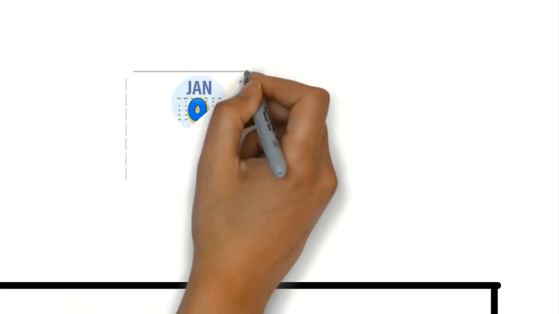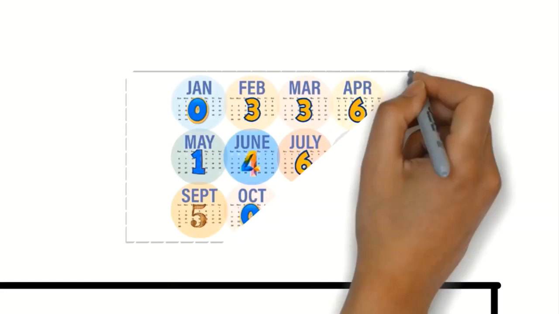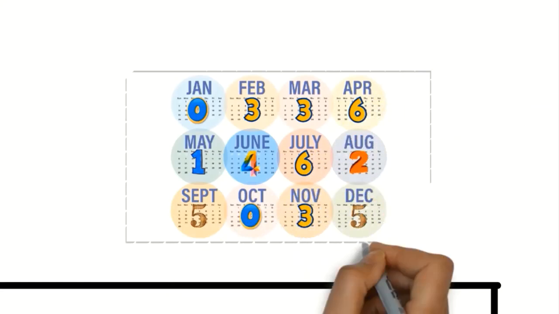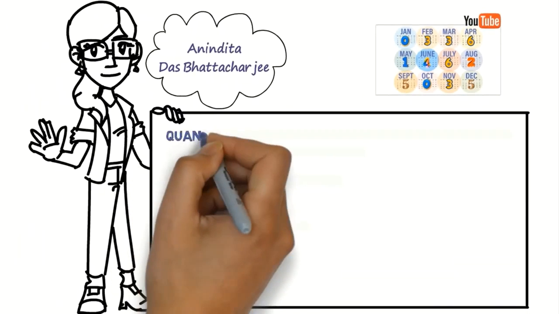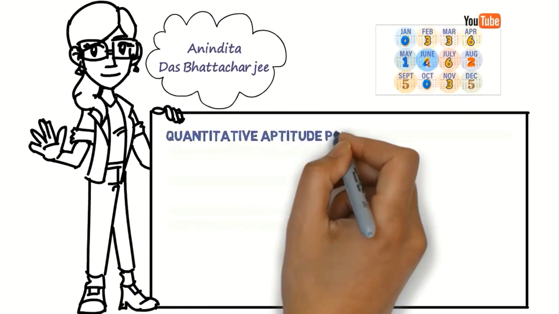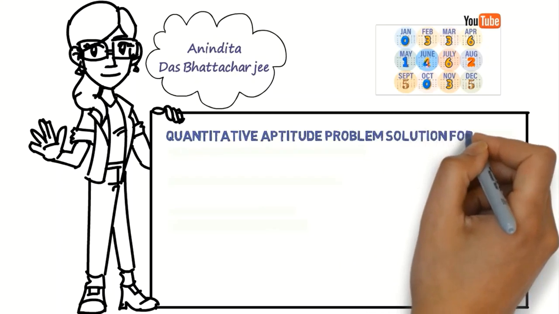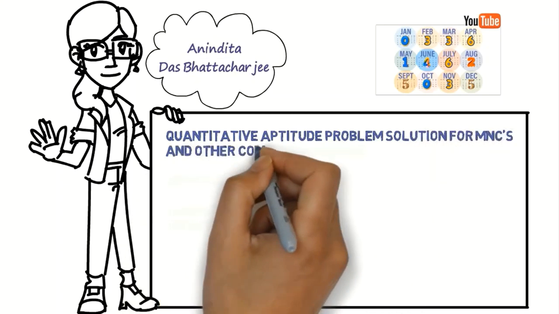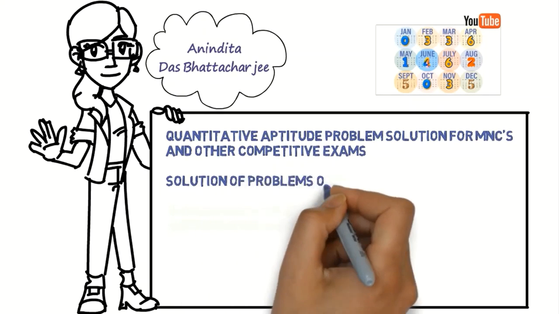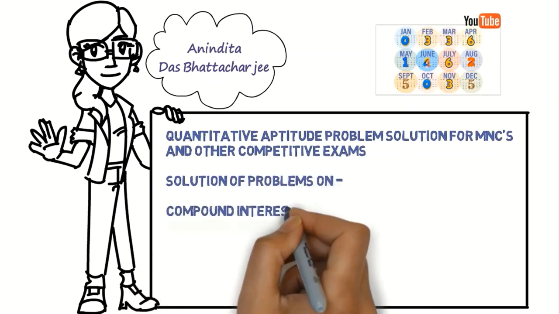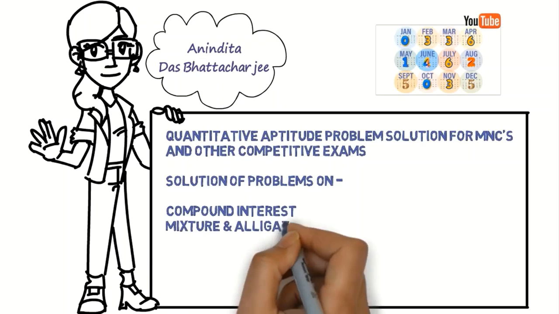In the previous video, I have discussed tricks to solve problems on calendar, clock, divisibility, square root of non-perfect numbers and cube root of large numbers, along with multiplication and squaring tricks. In this video, I will give you one trick for compound interest which can be used to solve any problem on compound interest, and one formula to solve all the difficult problems of mixture and alligation.